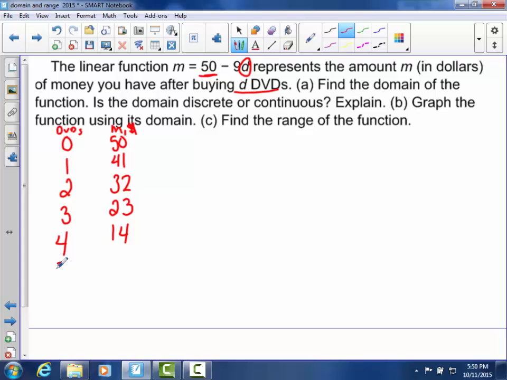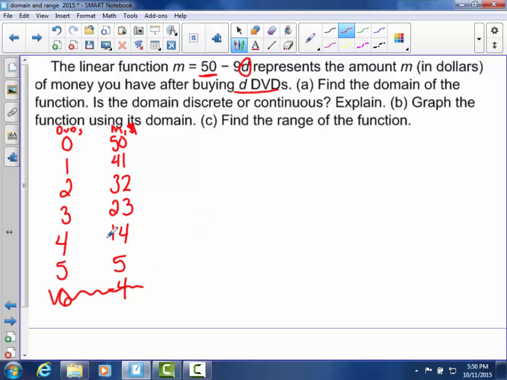And then 5 DVDs would be 9 times 5, which is 45. 50 minus 45 is 5. And then if I went to 6 DVDs, that would be 9 times 6 is 54. I'd end up with negative 4. And I'm not allowed to have negative money, so I'm going to have to stop there at 5.